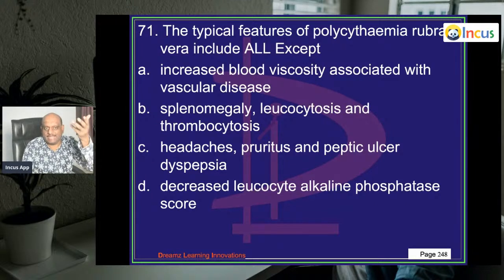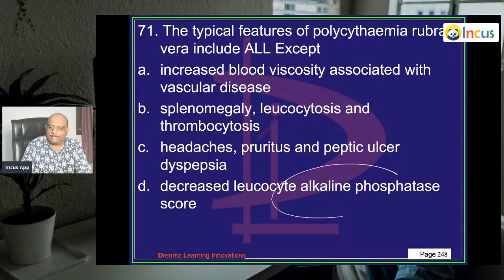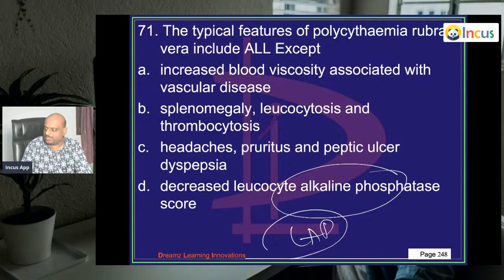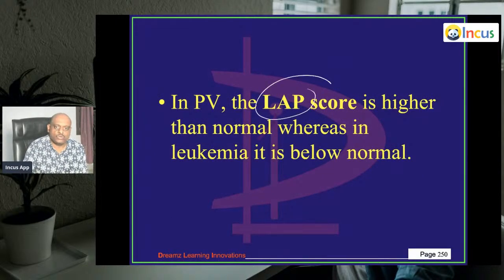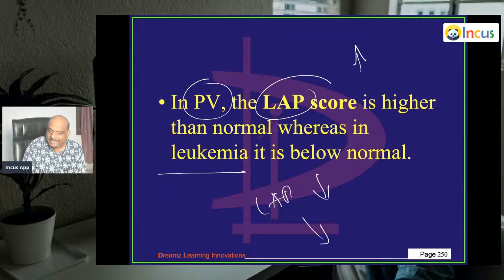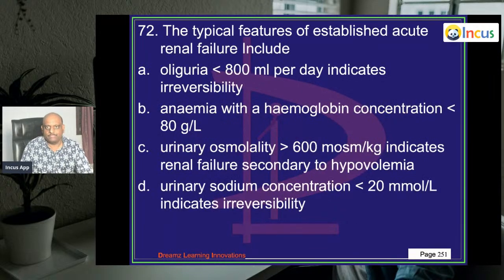Polycythemia rubra vera, in that, what will the LAP score, leukocyte alkaline phosphatase score, be? LAP score is increased in polycythemia rubra vera, whereas LAP score is decreased in leukemia. That is the importance of the LAP score.